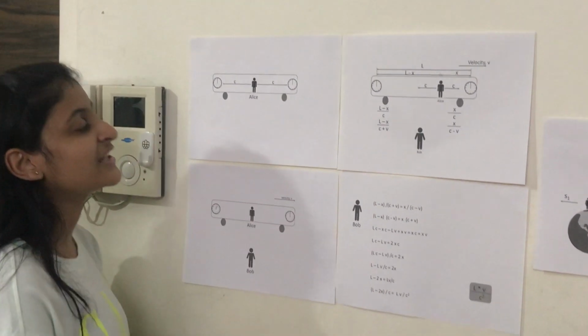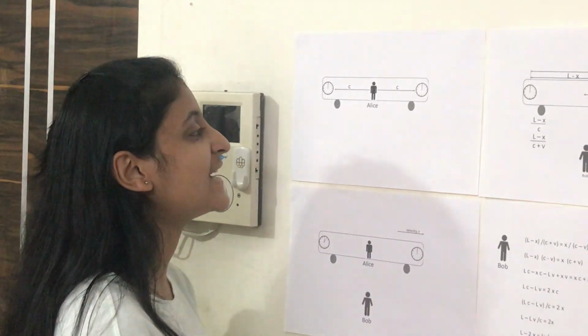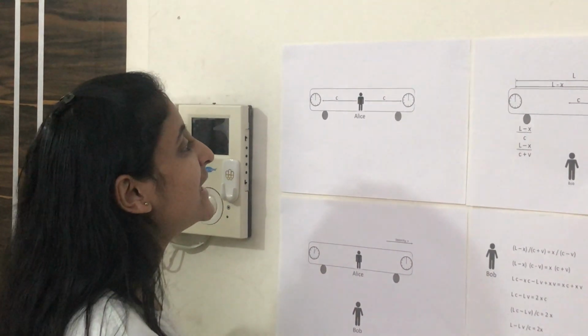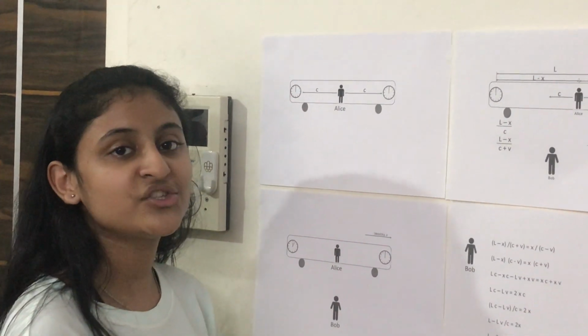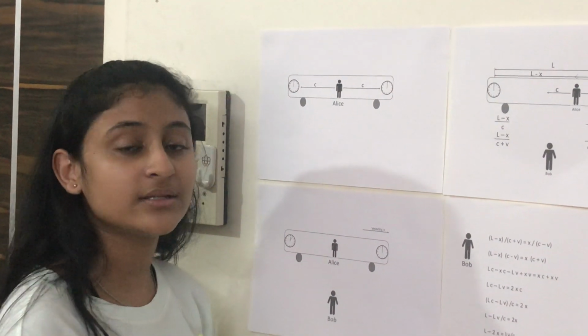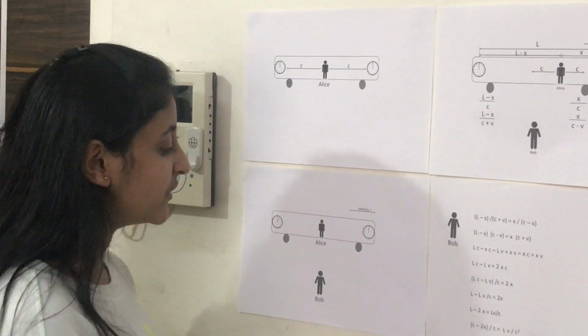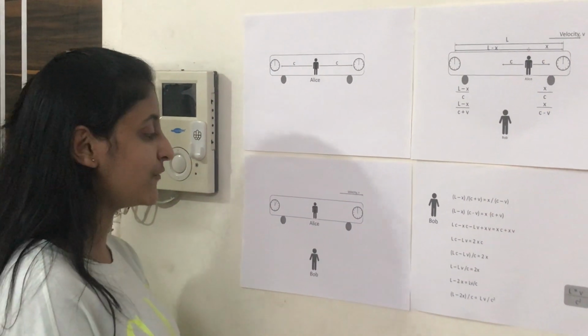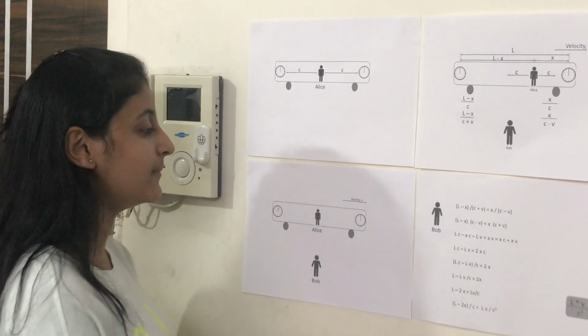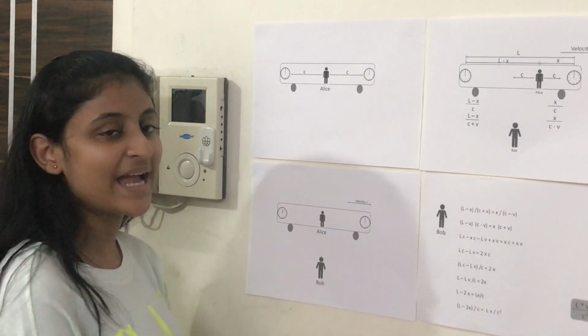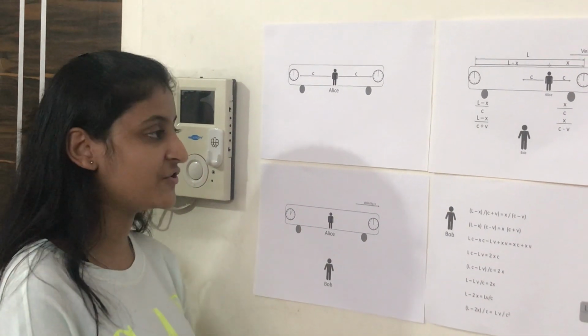We have Alice standing in the middle of a cart with clocks placed at either side of the train. Let's say she fires light pulses on either side. Both these light pulses reach the clocks at the same time and therefore these clocks will be in sync. However, for Bob, who is observing this from the platform, the clock at the front would be slower compared to the clock at the back. This is because the light is traveling in the same direction as that of the train.